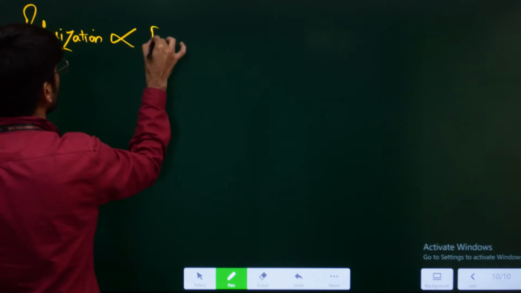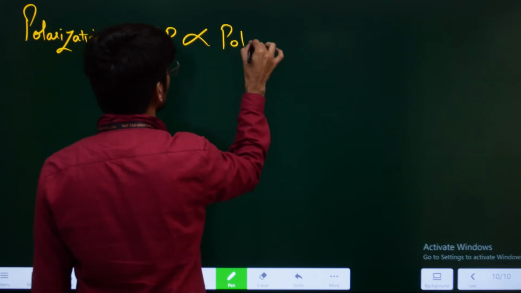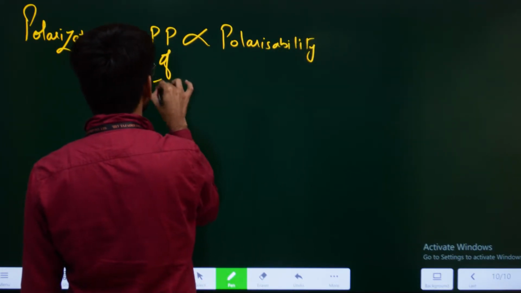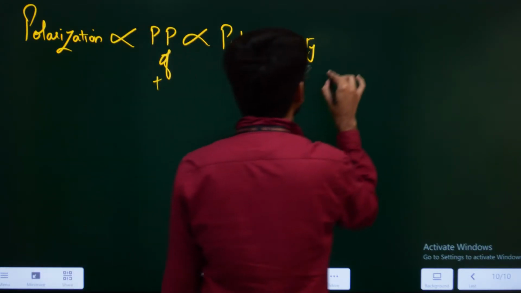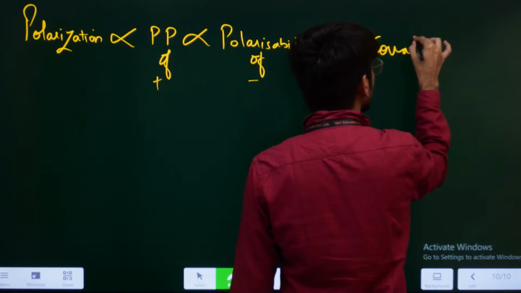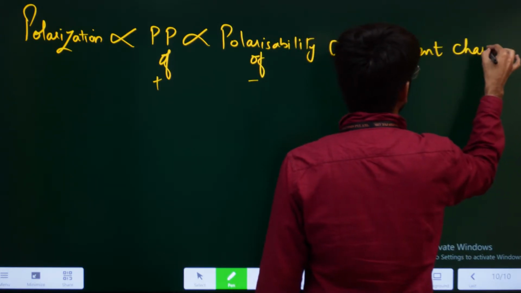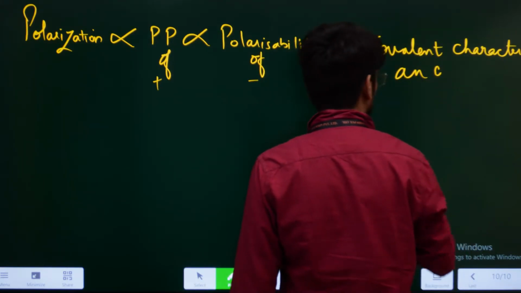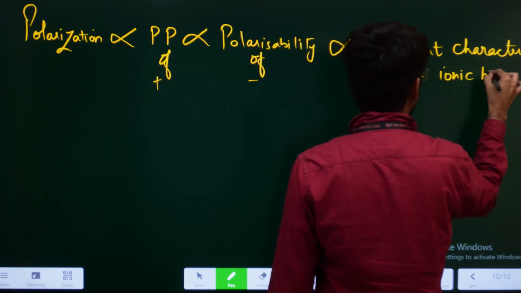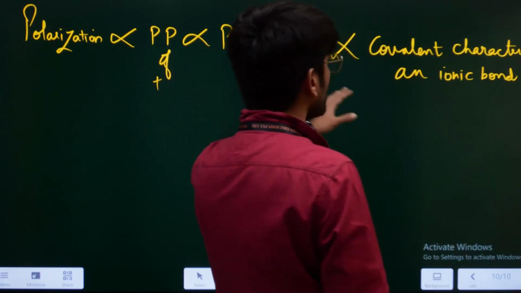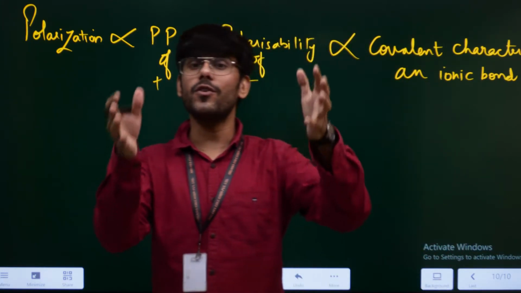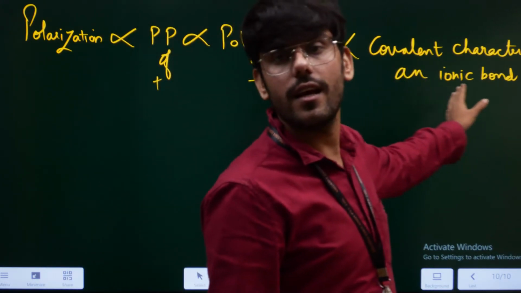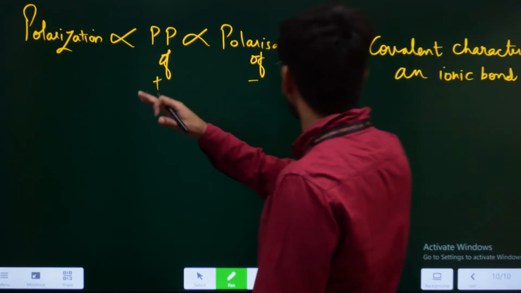Now, polarization is directly proportional to polarizing power, which is for the cation, and polarizability of the anion, and it is directly proportional to the covalent character in an ionic bond. The more the polarization, the more the covalent character, because more electron density will be concentrated between the two nuclei, which is basically the same scenario as in a covalent bond. Tell me if this is clear.